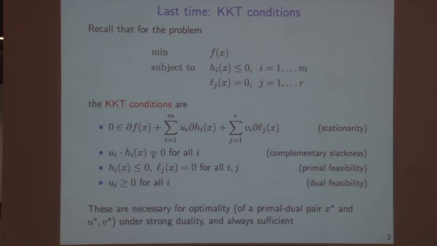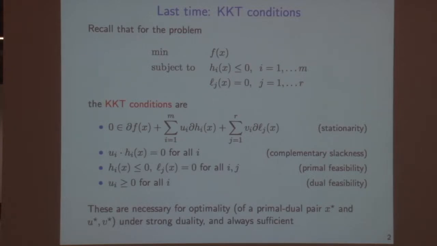Complementary slackness said that the dual variable you introduce for the inequality constraints has to either be 0 or the corresponding inequality constraint has to be itself tight. We have to have h_i of x equal to 0. And then the last 2 sets of conditions are just feasibility conditions. The value of x we're looking at has to be feasible, and the value of u we're looking at for the dual has to be bigger than or equal to 0 in each component. Those are just primal and dual feasibility.